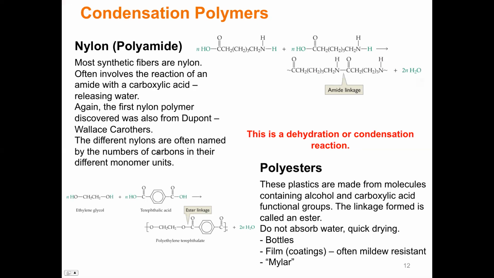Yeah, so they're named, ironically, by the number of carbons in the monomers. And then polyesters, right? That's another one that's used for clothing. The interesting idea here now, instead of mixing an amide with a carboxylic acid, they started playing around. They mixed an alcohol with a carboxylic acid. And this one does not absorb water and it's quick drying, right? So that's why it's used for your workout clothing.